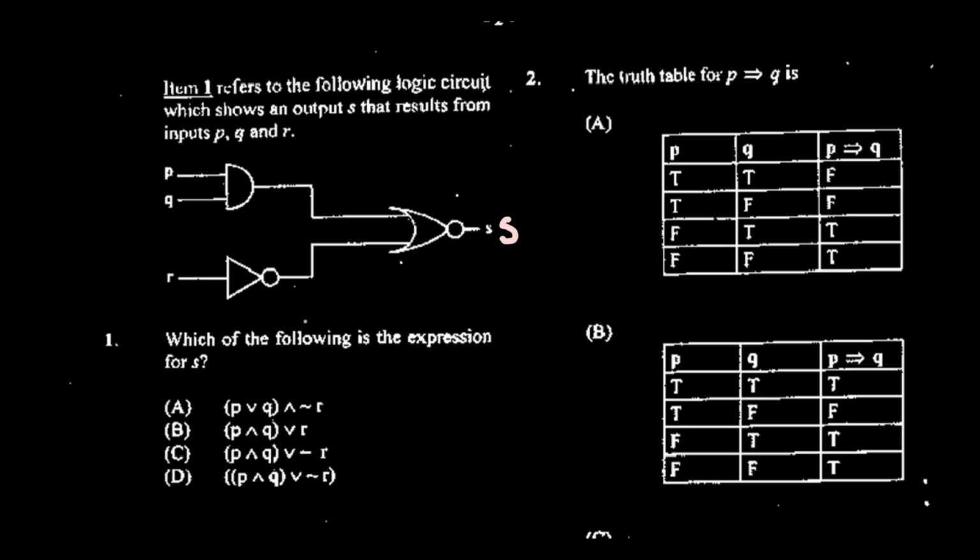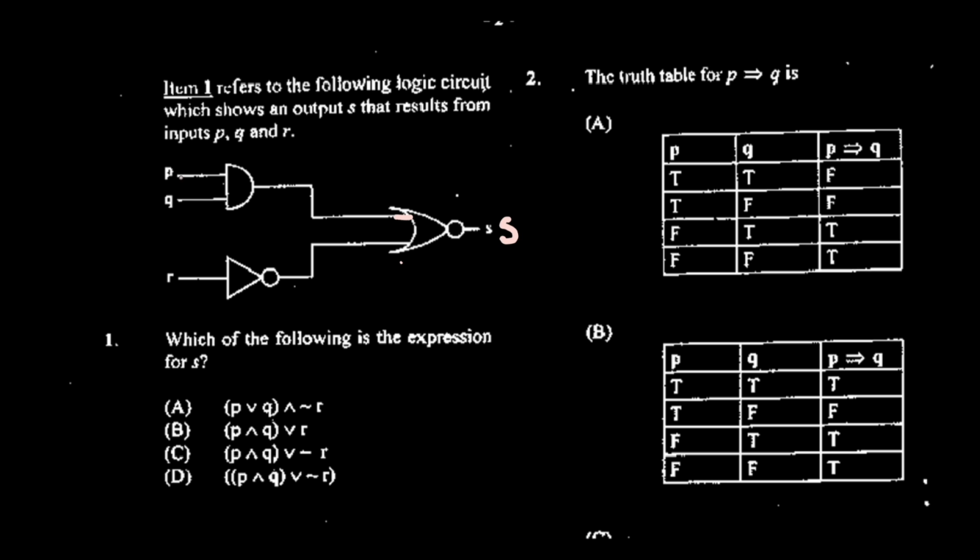So we're looking at a CAPE Applied Mathematics Unit 2, 2017, Paper 1. The first question we have here is to find the expression for S, which is the output of this system. In order to figure out an expression for this, I need to figure out all these inputs coming into this point here. So let's start off with this first one.